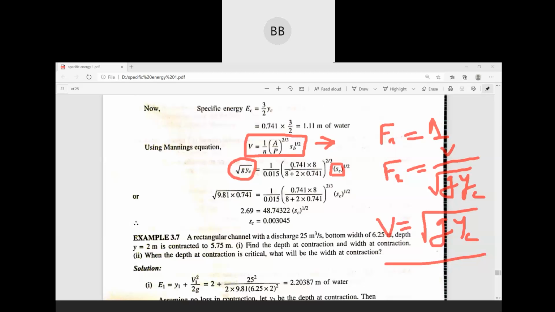So you can easily find out the area and wetted perimeter, to the power 2 by 3, then SC to the power half. So from this equation, you can easily find out the SC value. Okay. So you solve for SC and see whether you are getting the same value or not. It is 0.003045.